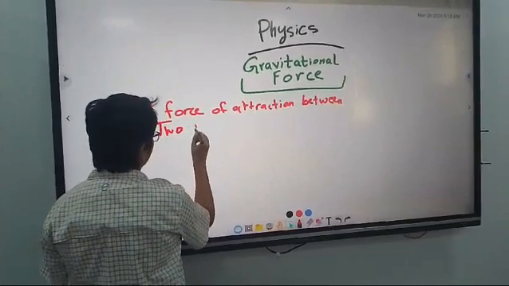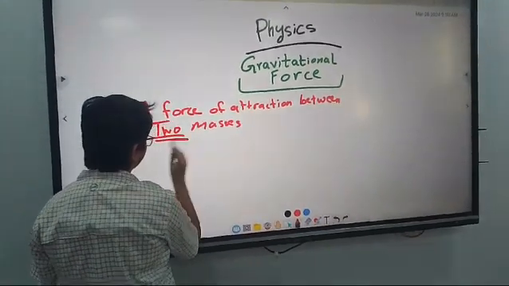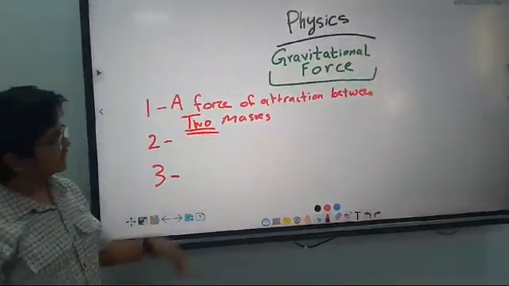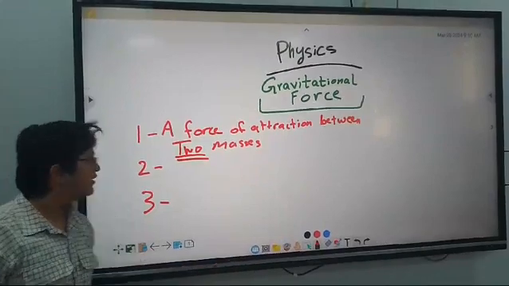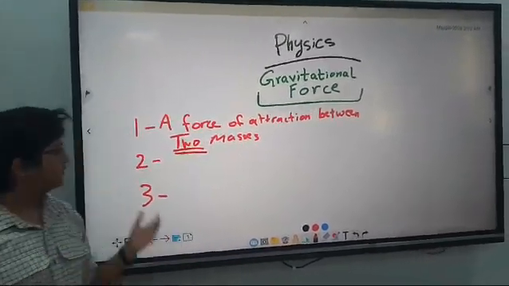Two masses. It must be between two masses. If it's not between two masses, it will then be a gravitational field. So now we know that the gravitational force is attraction between two masses.